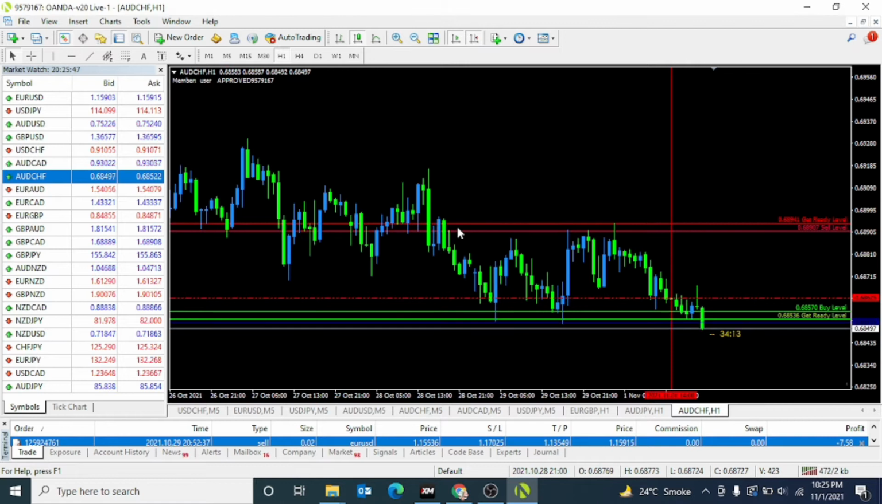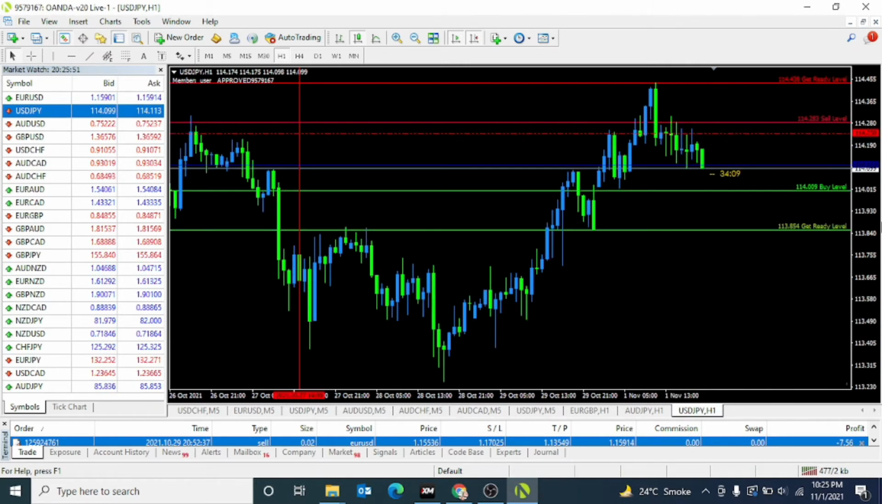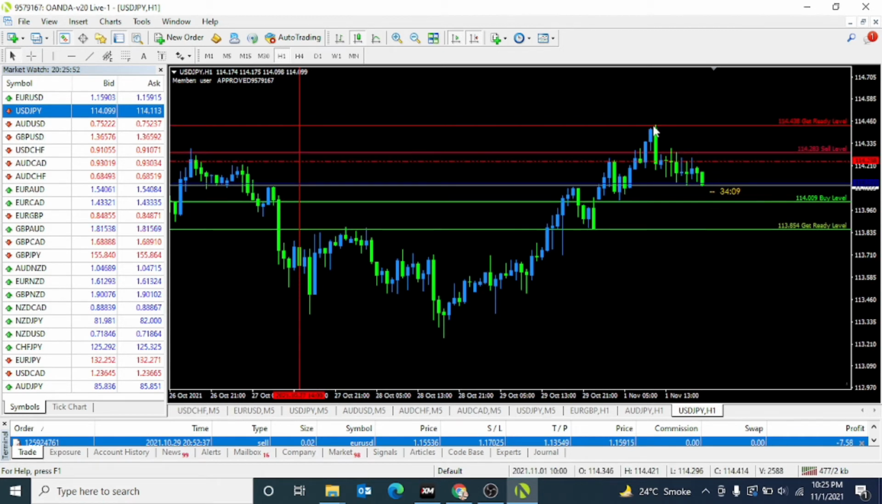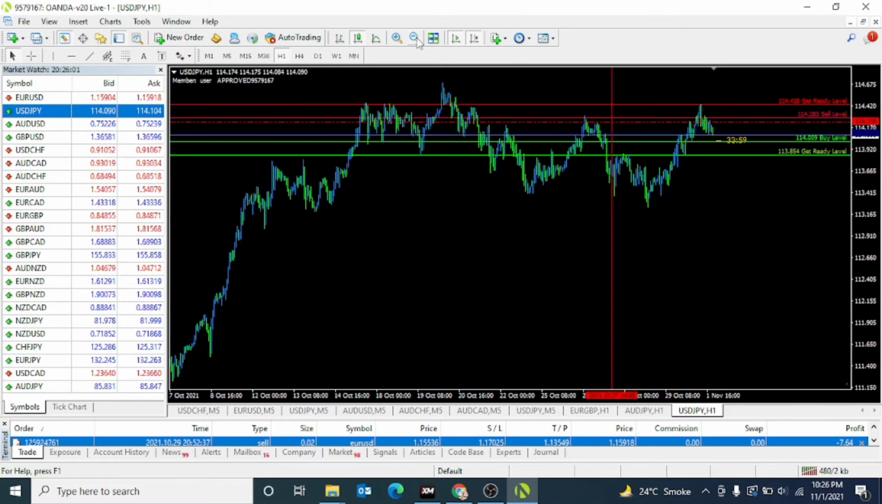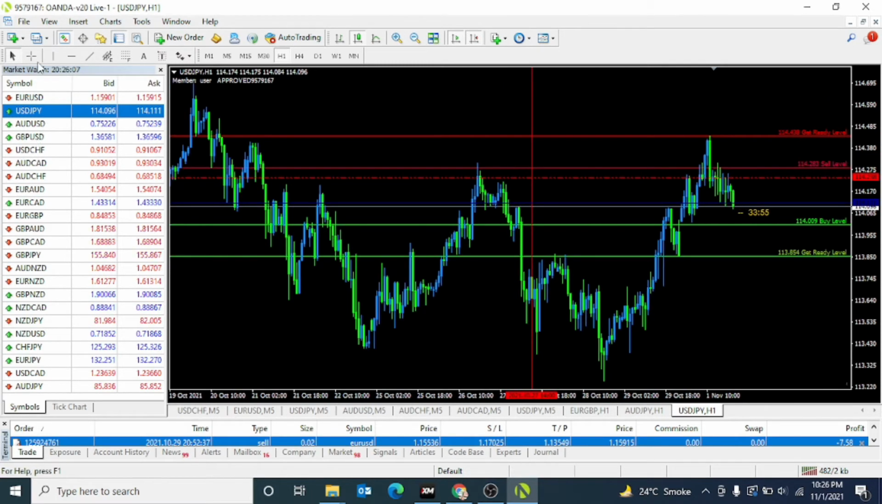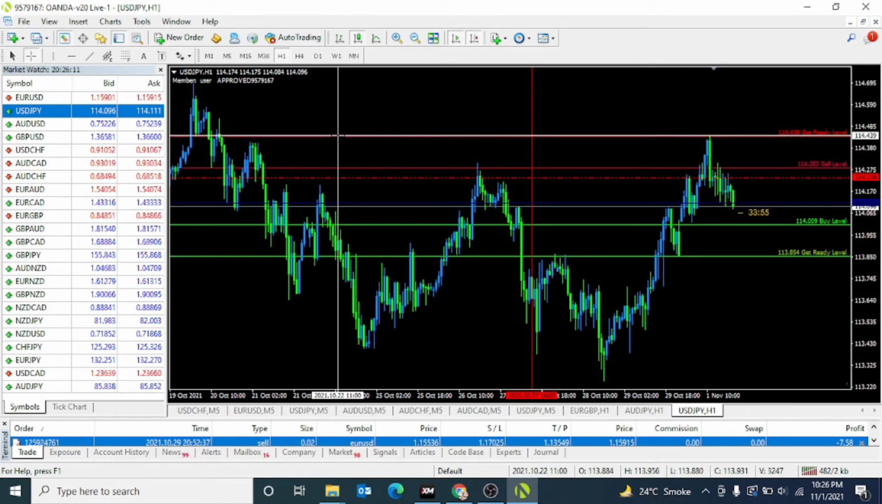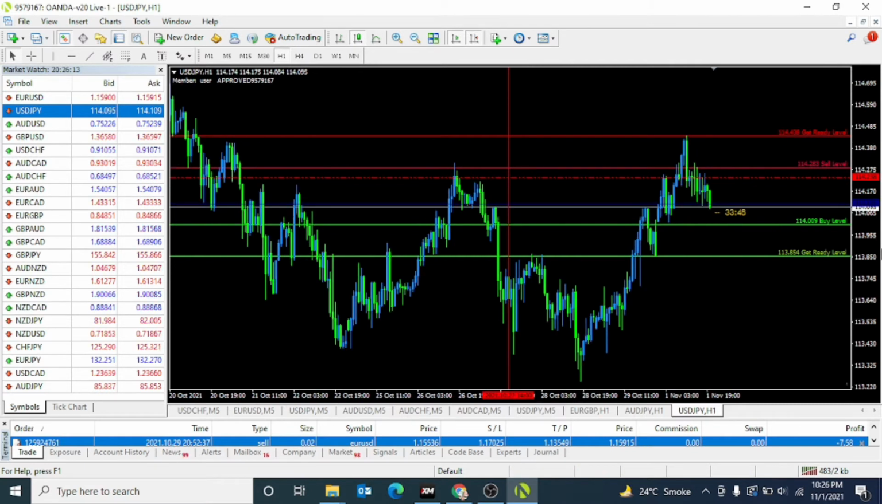Basically, this indicator will automatically give you the signal. For example, I tagged the USD JPY. You can see here the market was going upside. This was the resistance level. I will show you zoomed in. You can see here this was the resistance level, this is also a resistance level, and this is also a resistance level. So this indicator gives you the signal: get ready, a ready level for selling.